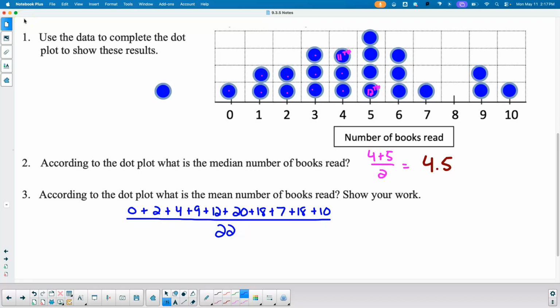0 plus 2 is 2. 2 plus 4 is 6. 6 plus 9 is 15.